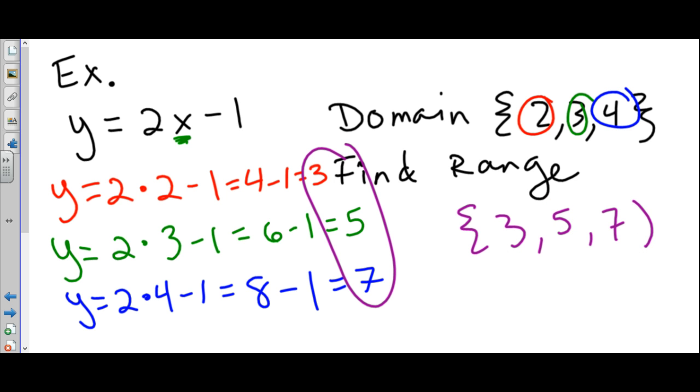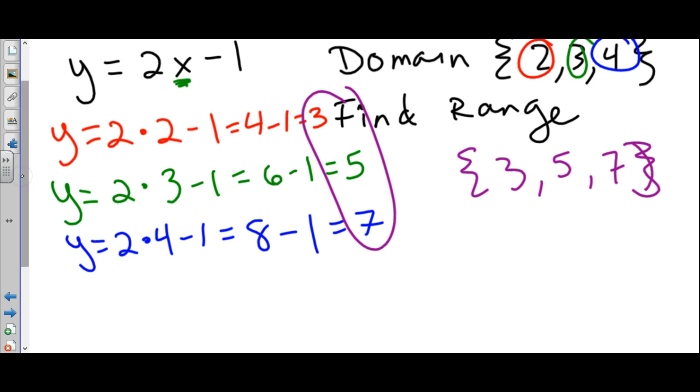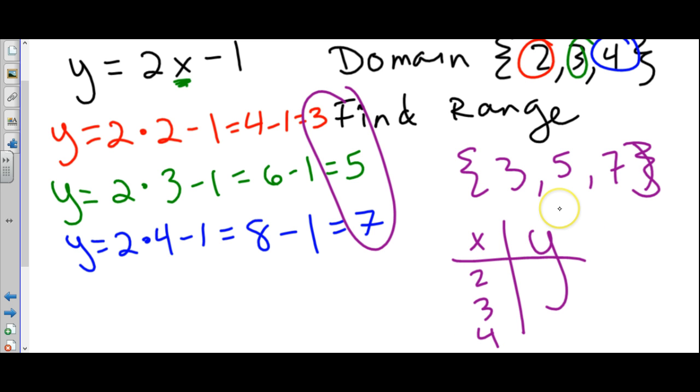We could also put this in table format if we wanted. Since the x values were 2, 3, and 4, and then the y values we found, so for 2 we found 3, for 3 we found 5, for 4 we found 7. So you could also put it in table format. That concludes our discussion on section 4.3.